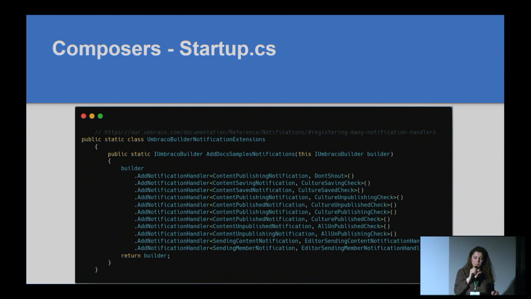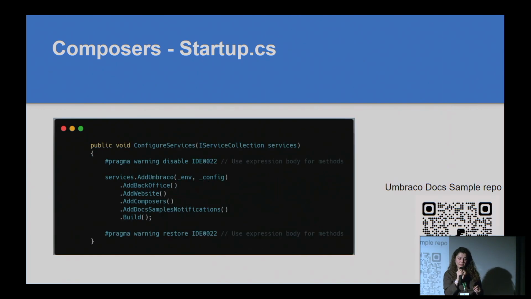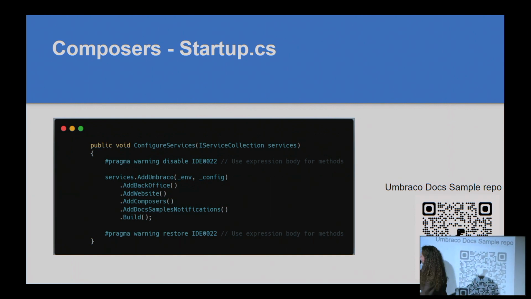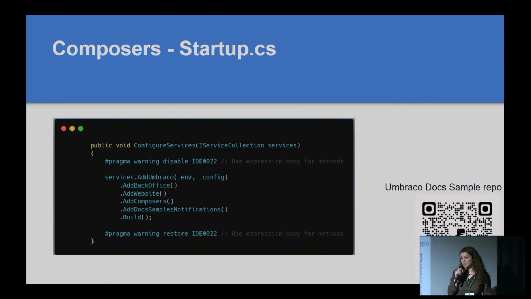This is coming from the docs sample repository. What we're doing here is creating notification extensions with the Umbraco Builder, and we just add anything we need in here, create a builder here, and then we just add the builder. I can't see it. Yeah, add doc sample notifications in Startup.cs, and that's it. I'm going to say again, it's a lot easier, which is, again, quite cool.